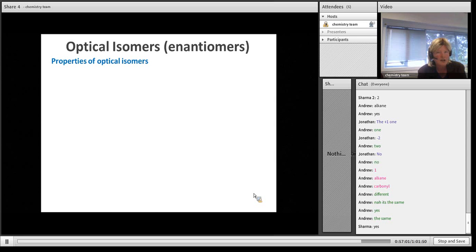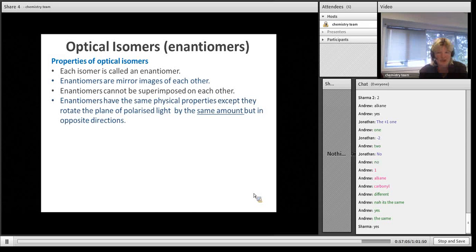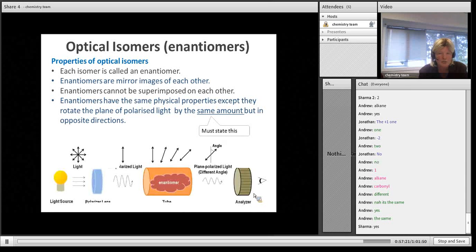The only thing where they're different, and I'm just going to flick through that because I mentioned that, is that last bit over there: if I put it into a polarimeter, then the plane of the polarized light will be turned in opposite directions by the same amount. So what is a polarimeter? It's basically, you've heard of, does anybody wear Polaroid sunglasses?